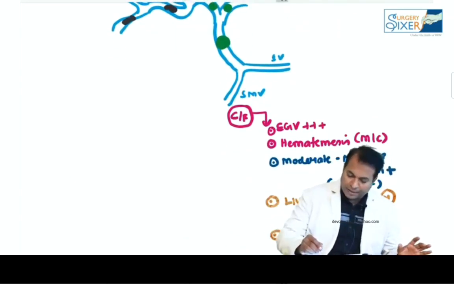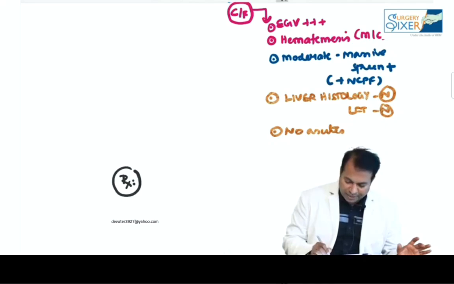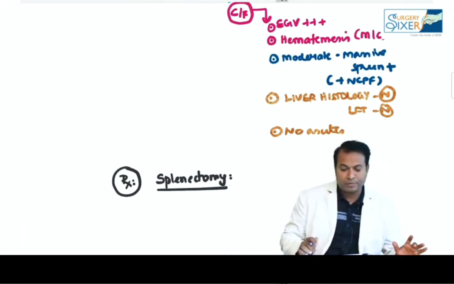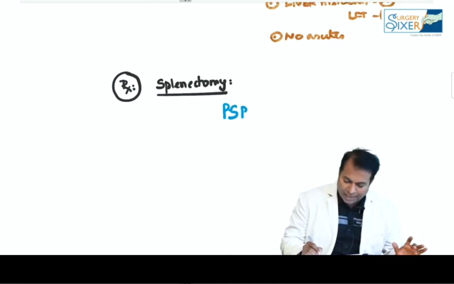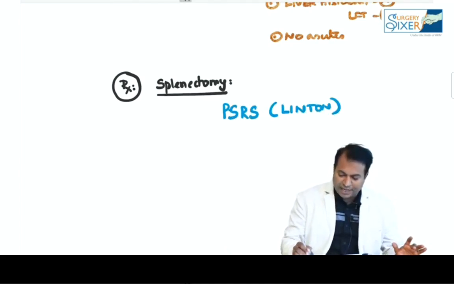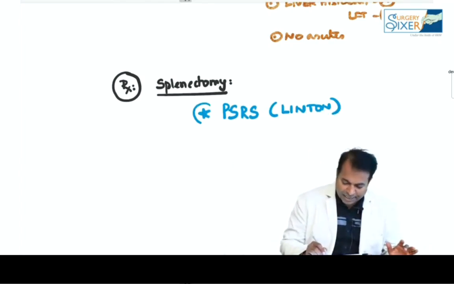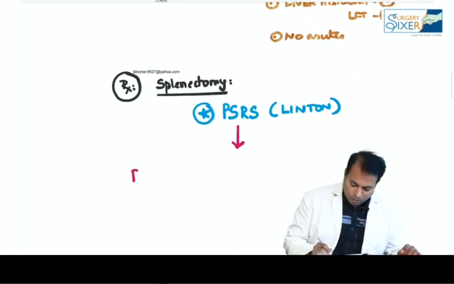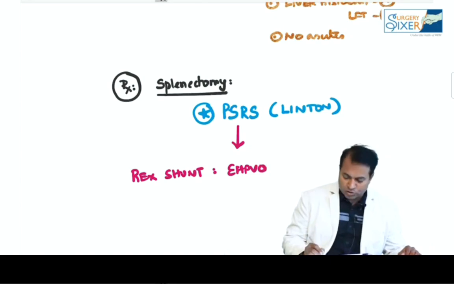And therefore, the treatment of these patients is very simple. Since there is a massive splenomegaly, we have to do splenectomy. When you do splenectomy, what shunt will you do? The shunt done is proximal splenorenal shunt or Linton shunt. So the treatment of choice for both these cases is PSRS or Linton shunt. And I want you to remember one interesting shunt known as Rex shunt, done by pediatric surgeons for EHPVO. It is the most physiological shunt.